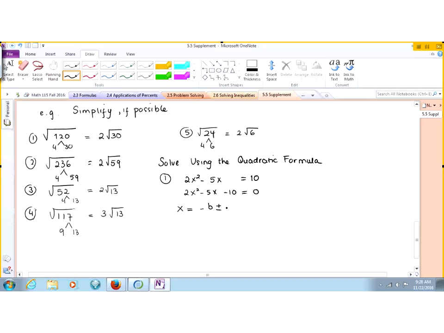You have to remember, the quadratic formula is negative b plus or minus the square root, right? And then what? b squared minus 4ac all over 2a.